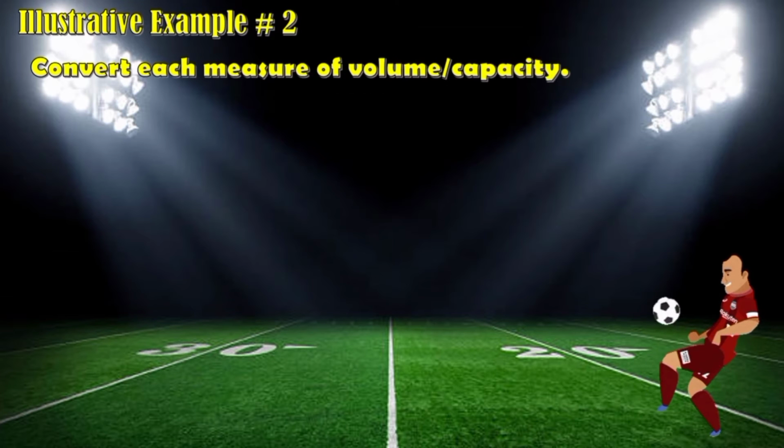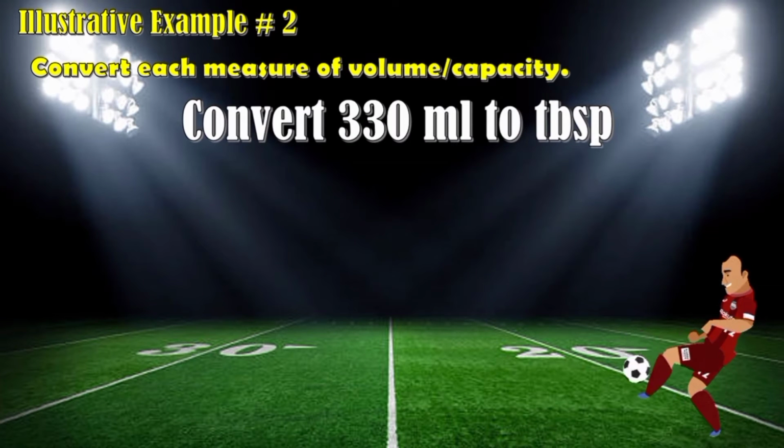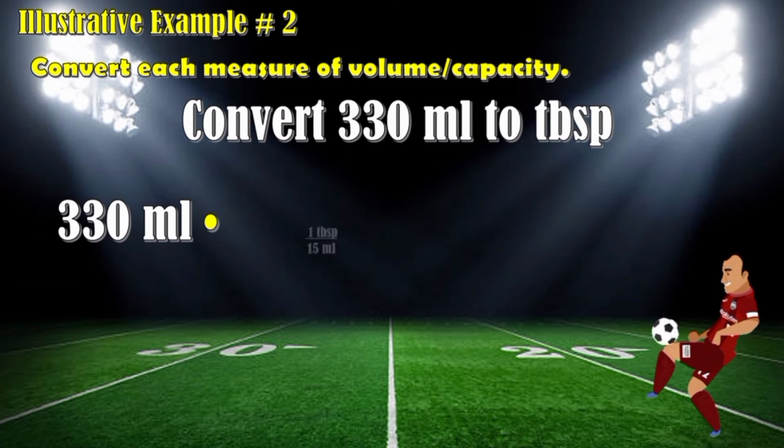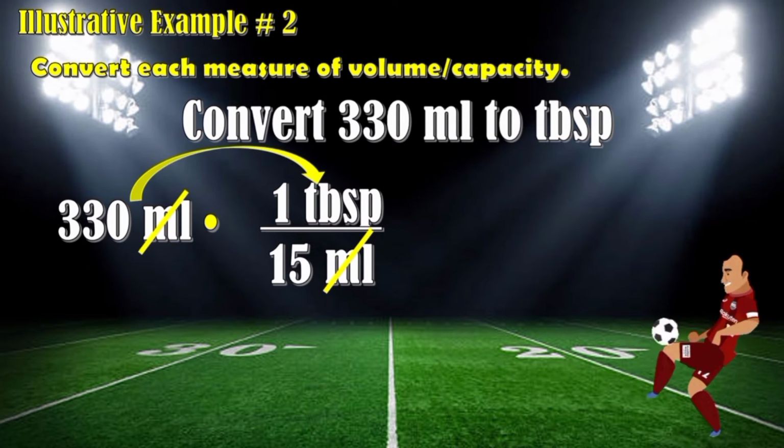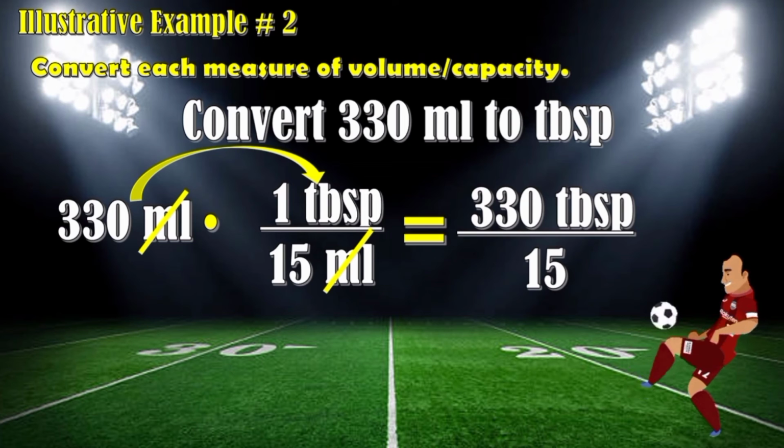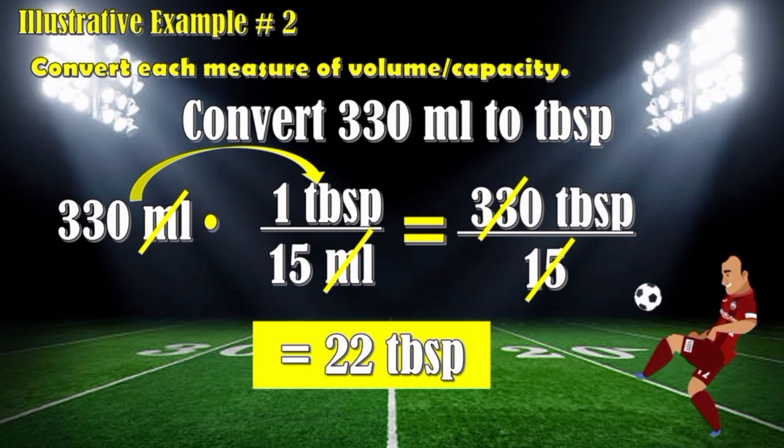Example number 2. Convert 330 ml to tablespoons. 330 ml multiplied by the factor 1 tablespoon over 15 ml. Then let's cancel out ml. Now let's multiply 330 by 1 tablespoon over 15. Our answer is 330 tablespoons over 15. To reduce to lowest terms, we have to divide 330 by 15. So our answer is 22 tablespoons.